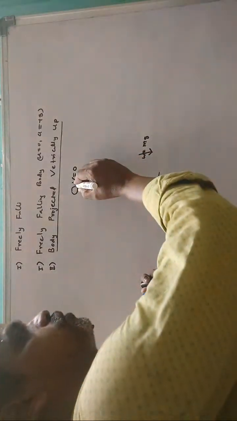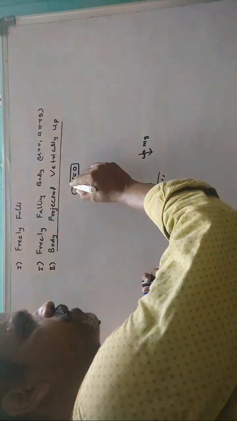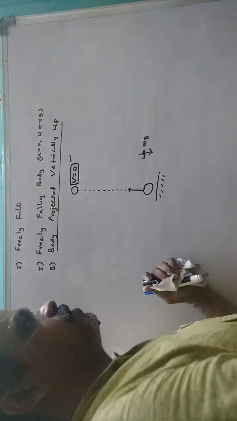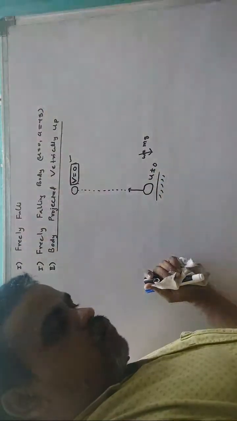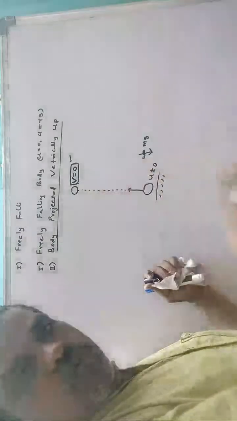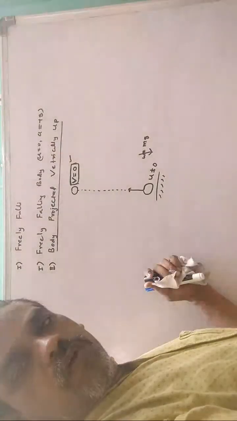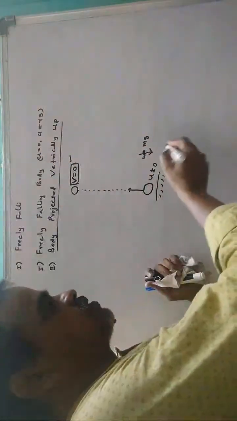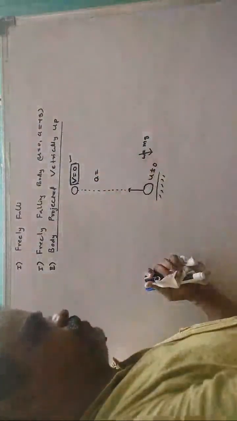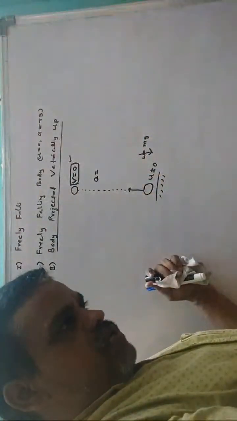To reach the maximum height, at maximum height the final velocity of the body is 0, but the initial velocity is not equal to 0. So we have to project the body with some velocity. Then only it will go up. The weight is directed downward, the body is moving upward. Generally the force acts downward, while the body is moving upward.